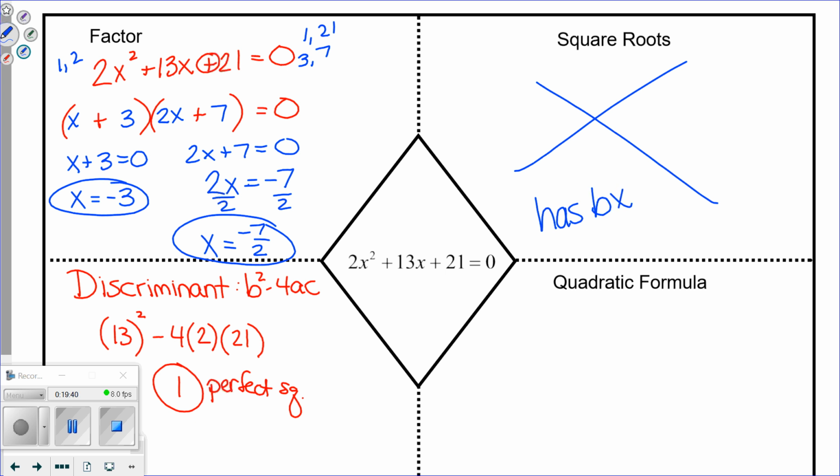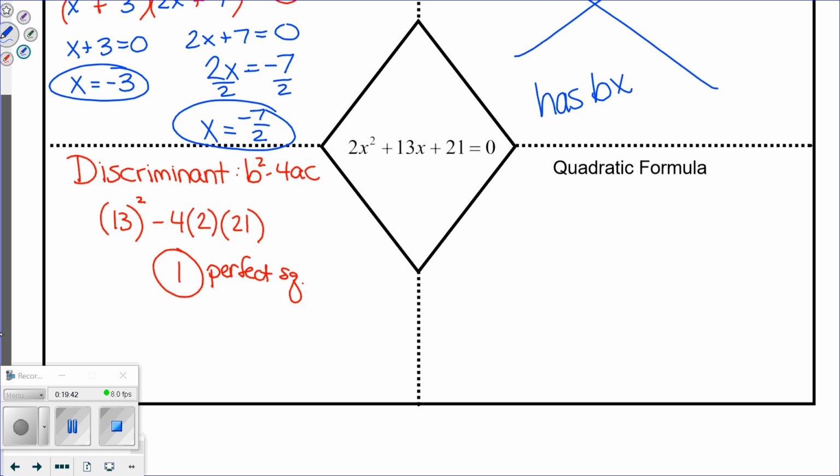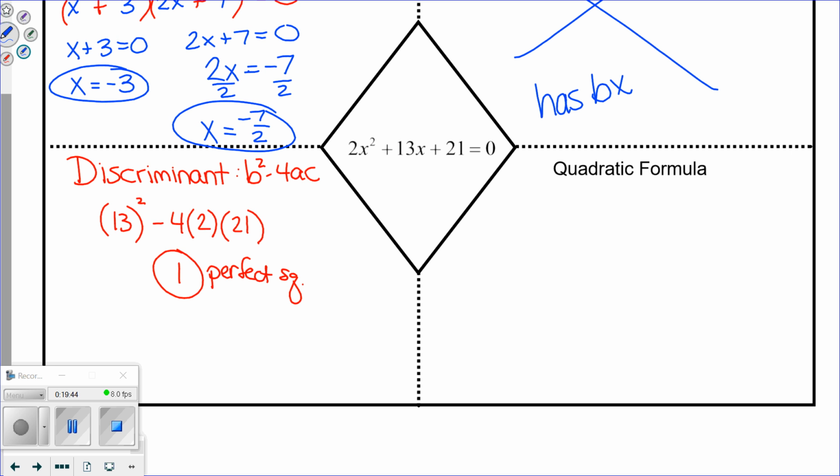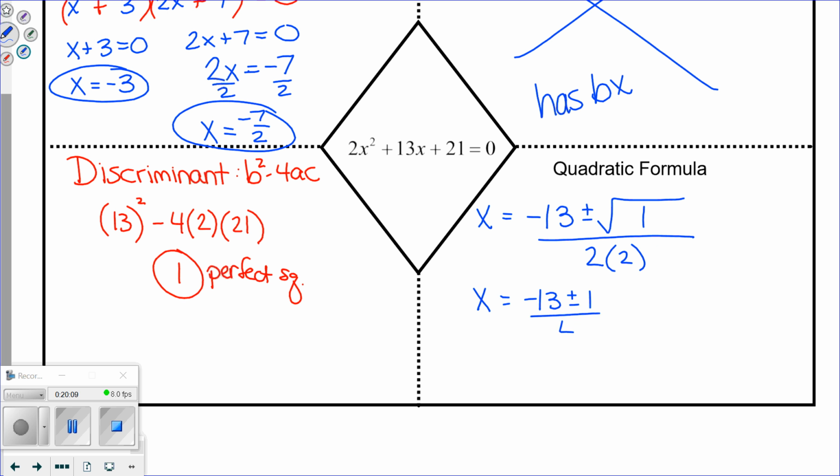Quadratic formula? Yep, always can. All right, so let's go through here. So x equals negative b, it's going to make that negative 13, plus or minus the square root of 1, over 2 times a. Again, I already did my discriminant, so I just kind of jumped a step there. What's the square root of 1? 1. So negative 13 plus or minus 1 over 4.